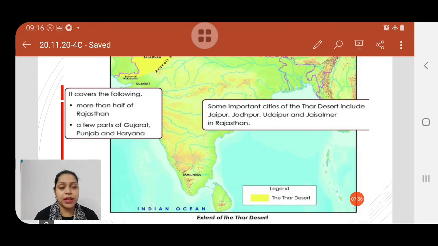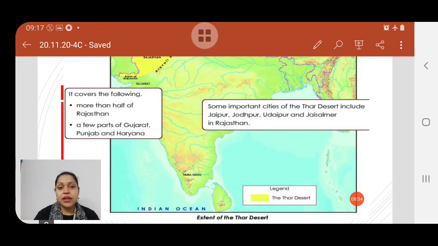As I have shown you in the previous map, the Thar desert also covers a few parts of Gujarat, Punjab and Haryana. And what are the important cities present in Rajasthan? The important cities are Jaipur, Jodhpur, Udaipur and Jaisalmer. These are very important cities. They are very beautiful also. Some of you might have visited these cities in your vacations. Very good. Those who have not visited till now, you can ask your parents to take you, not now, but afterwards when the situation is normal.